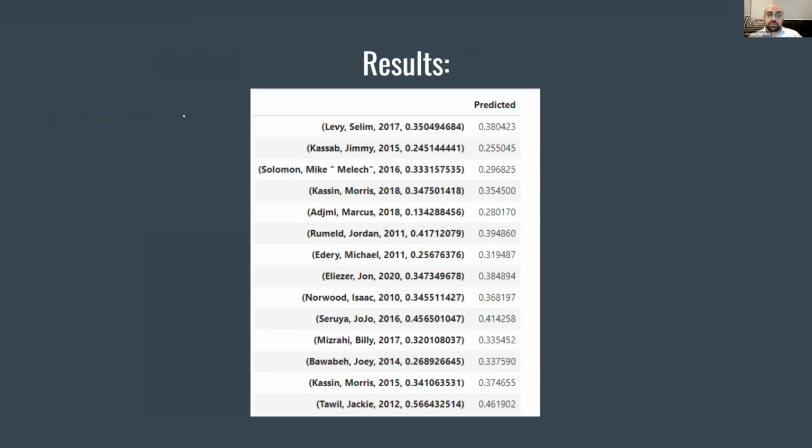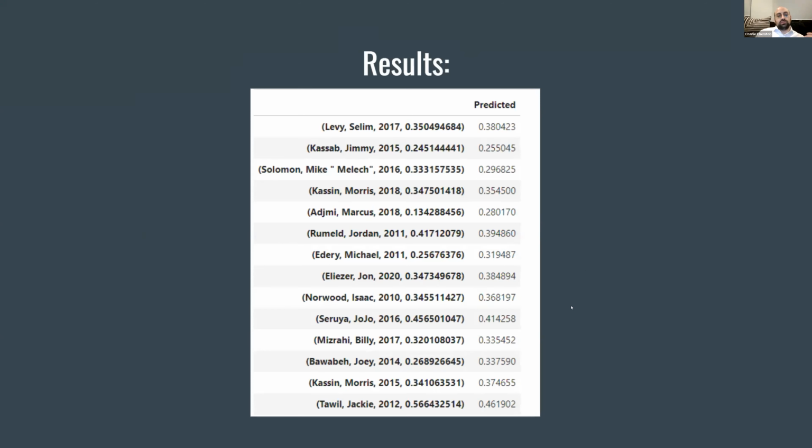So here are my results. As you can see, in 2017, Salim Levy had a 0.380 predicted, and he actually had 0.350. 2015, Jimmy Kassab, 255, 245. They're somewhat close. Some of them are not as close, some of them are pretty on the nose.